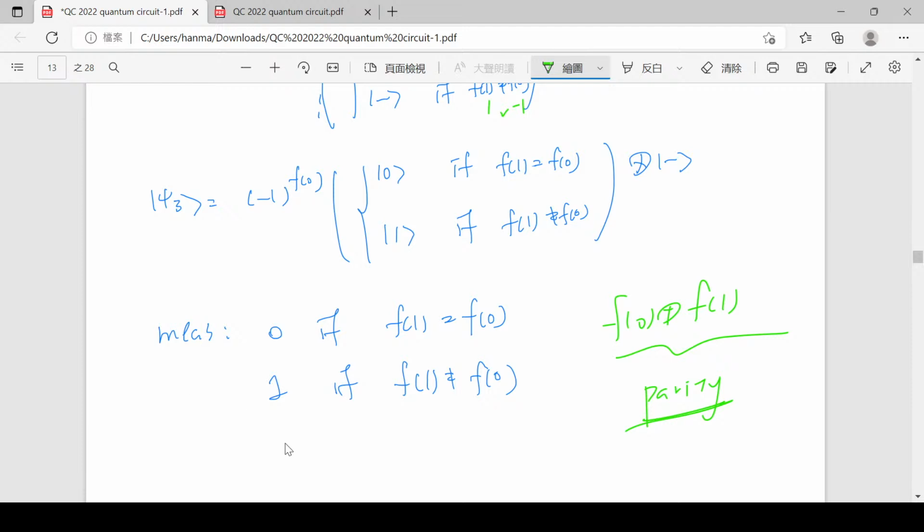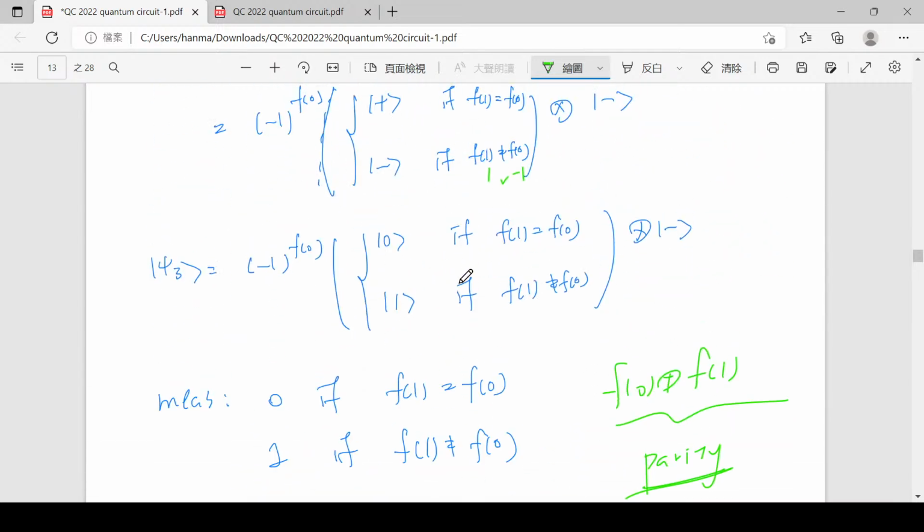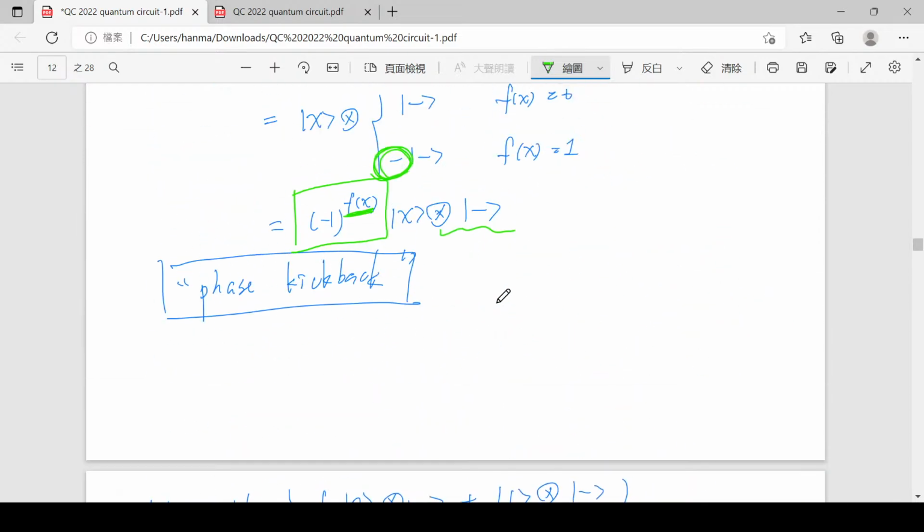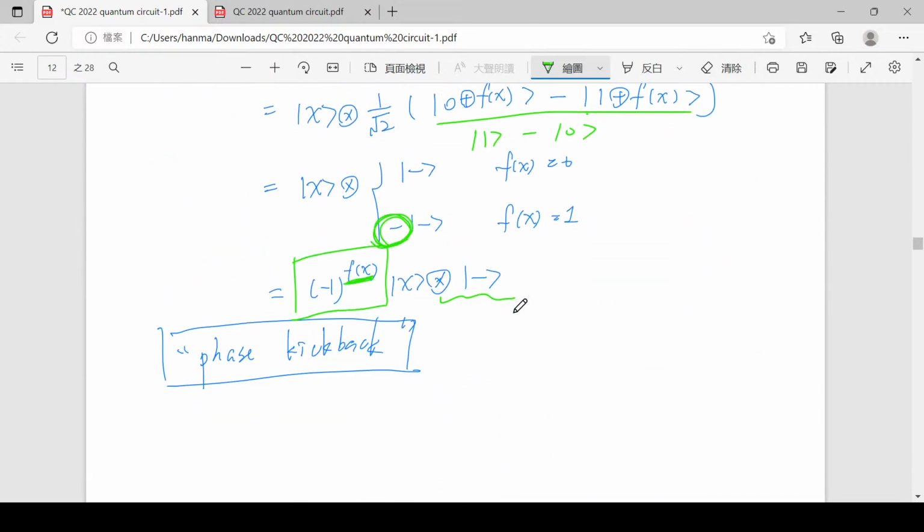Yes? No? Okay. So, once again, this phase kickback is very important. Please get familiar with this and remember how it works. Do we see it in the midterm? Maybe. You might see it in the final again. You will probably see this in the midterm.